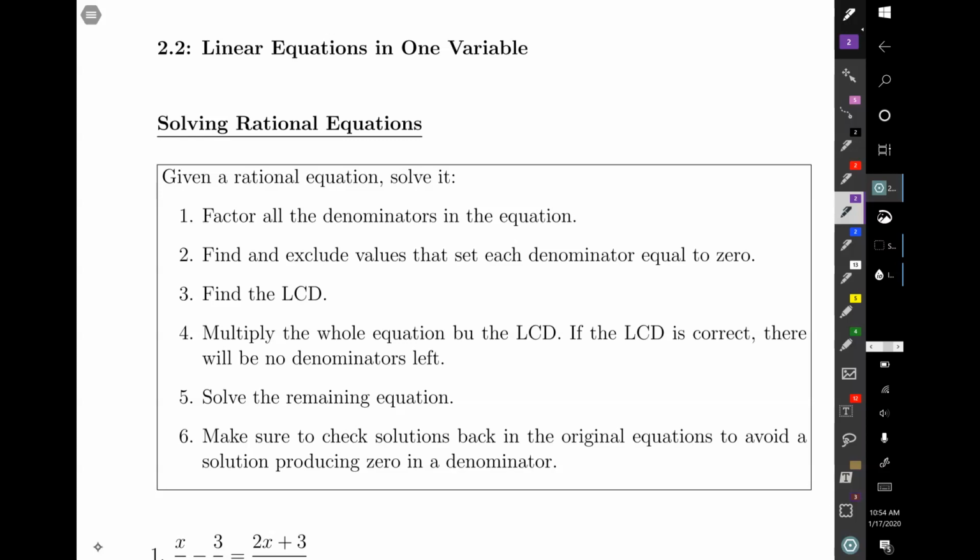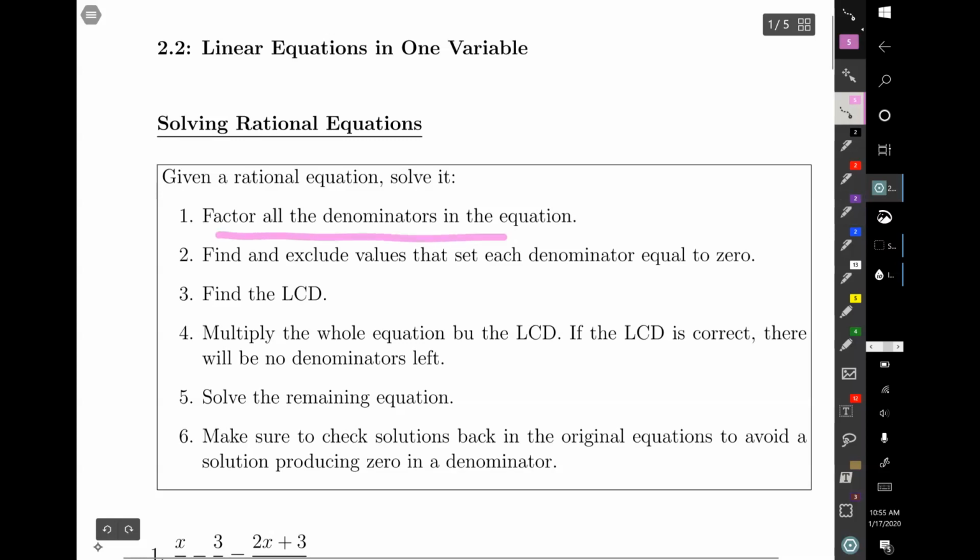So rational equations, remember, have polynomials in the numerator and denominator. And so usually we call it a rational equation if it has variables in there, but it could have numbers because constants are also considered polynomials. So given a rational equation, to solve it, we would, 1, factor all the denominators in the equation. Then we are going to find and exclude values that set each denominator equal to 0. So we need to find the domain. Find the LCD, which again is the lowest common denominator.